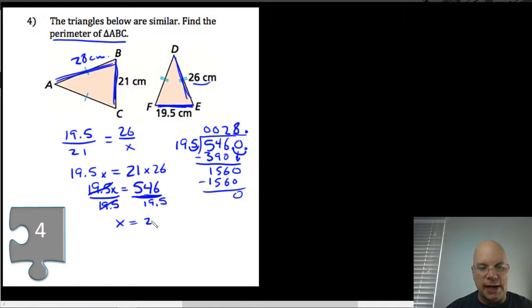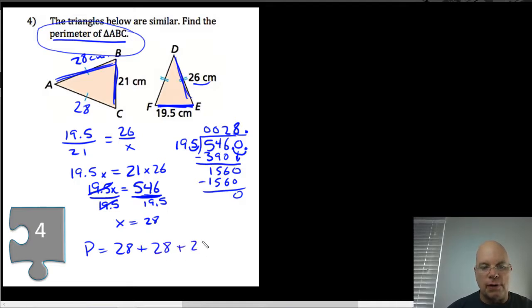So x is 28, but that's not the answer to the question. We still need to find the perimeter. If this side is 28, this side is 28 because they're congruent. So the perimeter is 28 and 28 and 21 for triangle ABC. That's 56, and 21 is 77 centimeters.